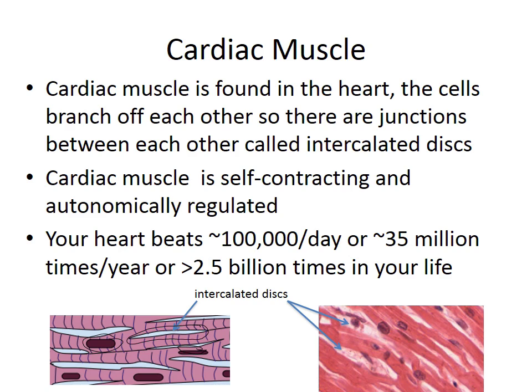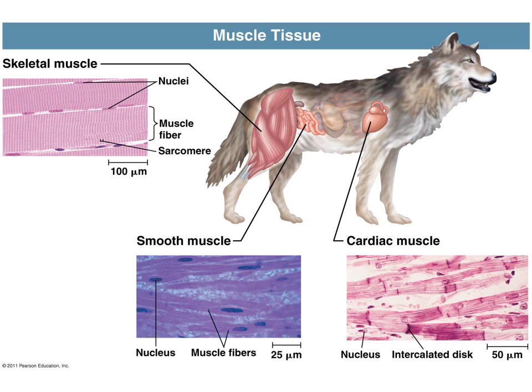Why is that? We cannot control it, because your heart has to beat about 100,000 times a day, which means about 35 million times a year, or about 2.5 billion times in your life, assuming you live about 70 or 80. That comes from the simple calculation that your heart beats 72 times a minute. So you cannot actually control this, and this is why it is self-regulating. Here is a picture of where all these muscle tissues and muscle cells are in any organism.